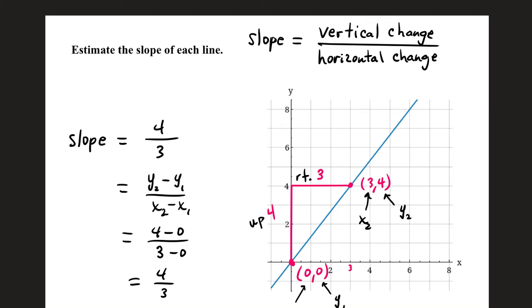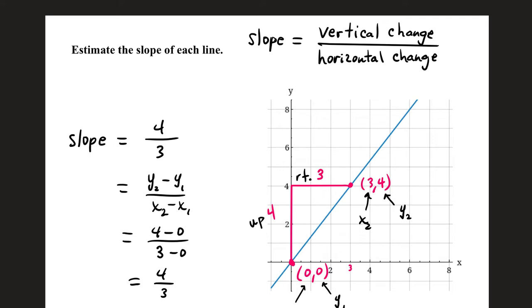Estimate the slope of each line. Slope we're going to look at as the ratio of vertical change to horizontal change. If a line goes up, we're going to say a vertical change is positive. If a line goes down, we're going to say the vertical change is negative.